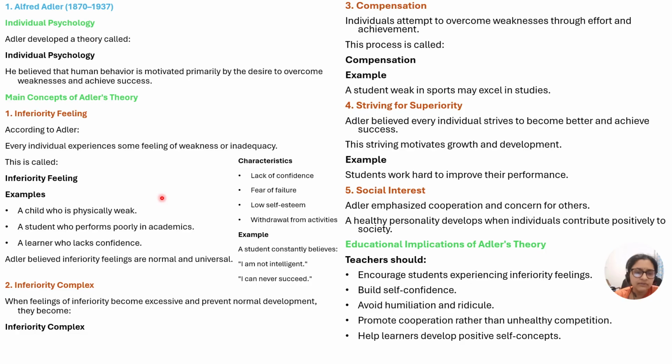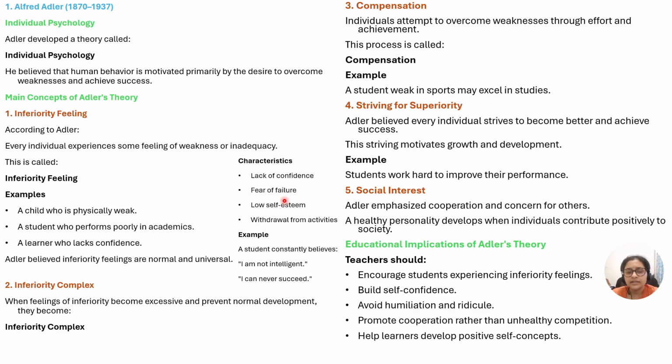Example, a child who is physically weak. Okay, a student who performs poorly in academics. Then the second concept that he put forward is inferiority complex. Inferiority feeling is one thing, inferiority complex is another. That means when a feeling of inferiority becomes excessive and prevents normal development. Inferiority feeling is the starting stage, inferiority complex is the next level. That means when the feelings that I am very low, I am weak become so intense that they prevent normal development. That is inferiority complex.